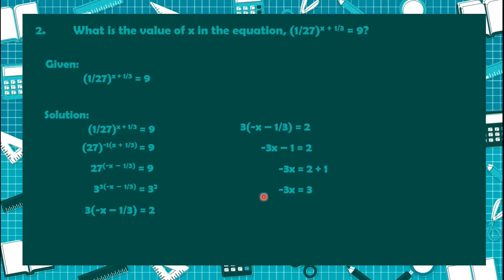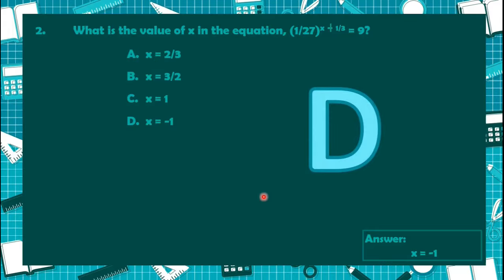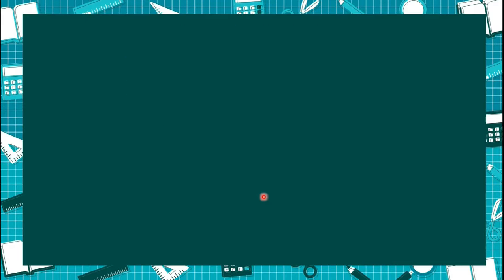And we divide both sides by -3. So the value for our x is -1. So for this item, our final answer is letter D. X is -1. And that's all for the examples on exponential.